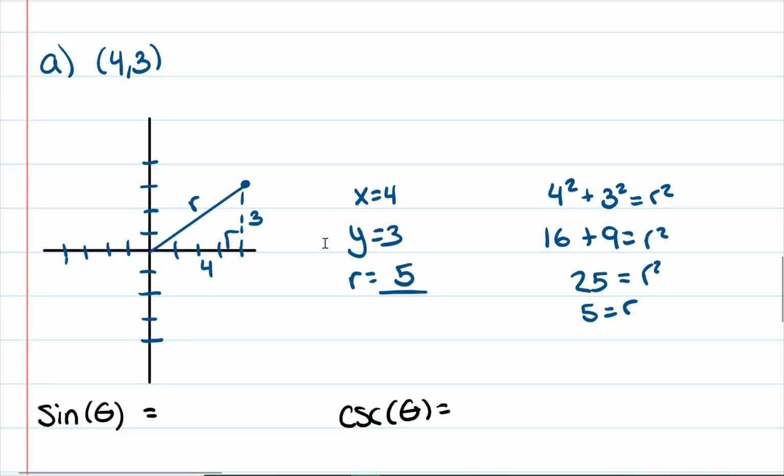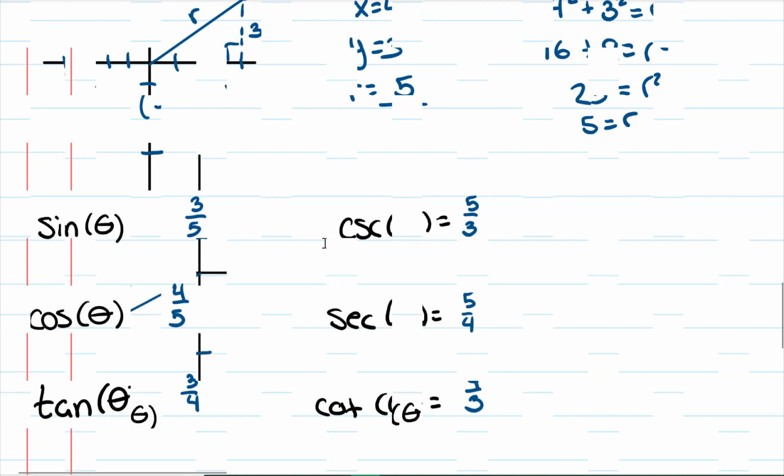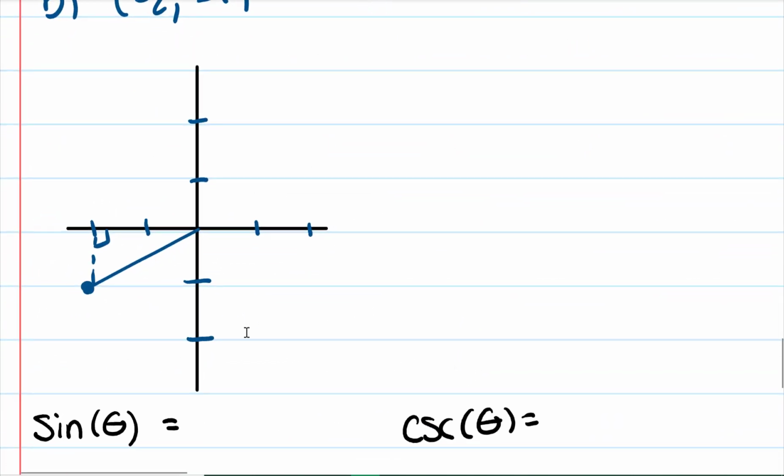And now it's just plugging everything in. And that's it. So you just find all your ratios and then flip them to get your other 3 trig functions. Alright, let's try b. Okay, so we've drawn our triangle in, and we know that this is going to be negative 1, this is negative 2. So x is negative 2, y is negative 1, and we just need to find r.